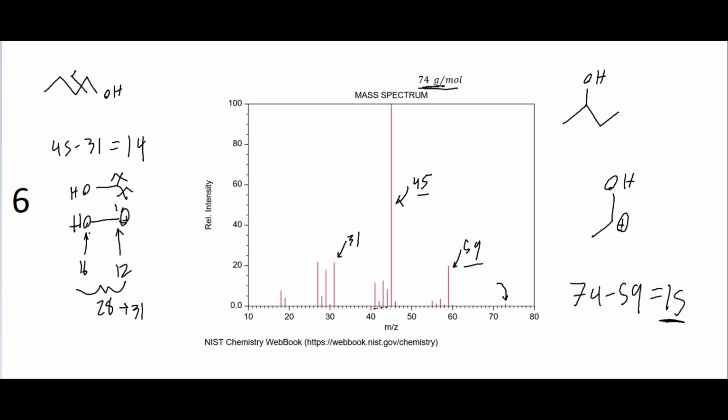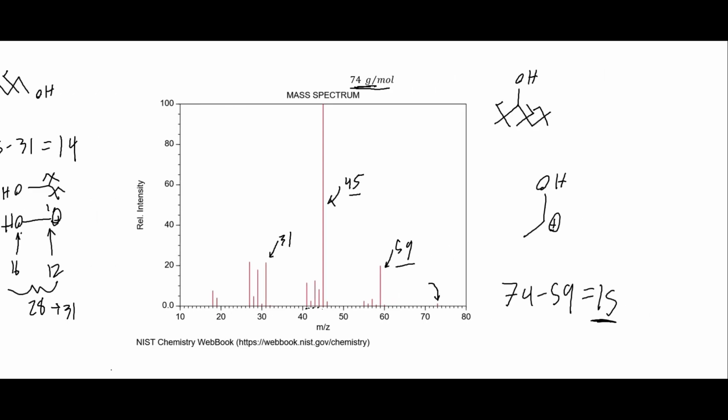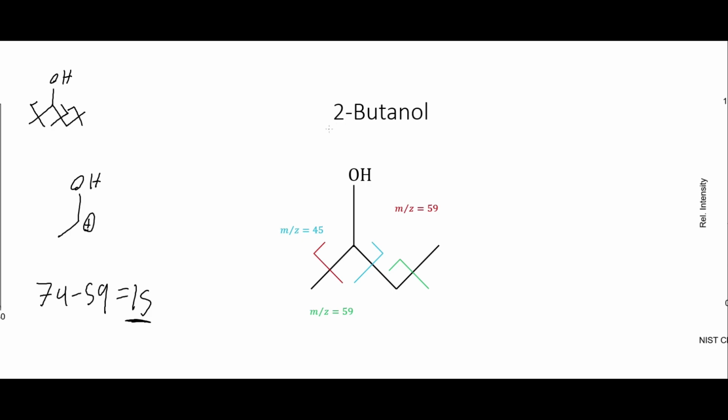So we have 1, 2, 3, 4 carbons on here, and so we would get the 59 if we were breaking it off right there, or if we were breaking it off right there. We would also be getting our 45 if we break it off right there. And so in fact, if we look at this, it is what we actually have. So this is the 2-butanol right here. And so we see that we have this 59 right here if we break off this methyl group, this 59 right here if we break off this methyl group, and our 45 if we break it off at this bond right here.